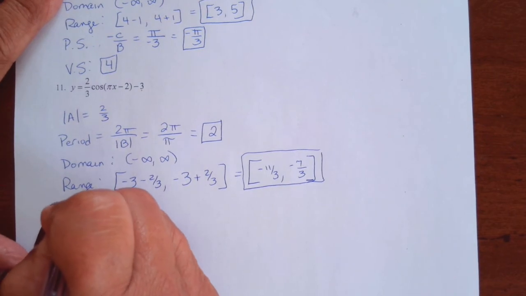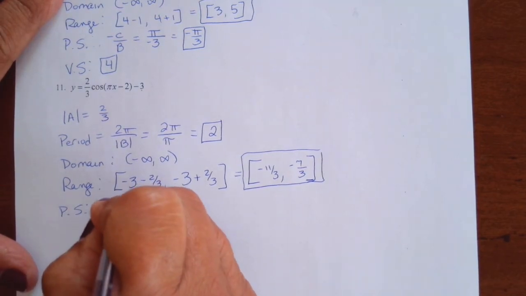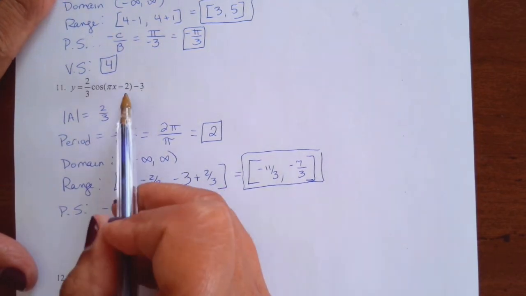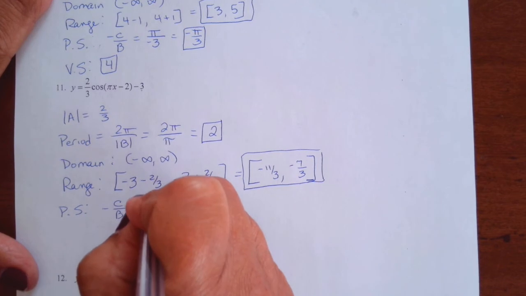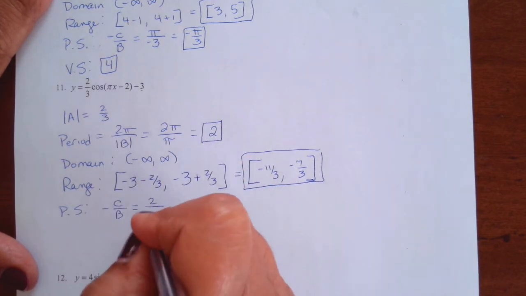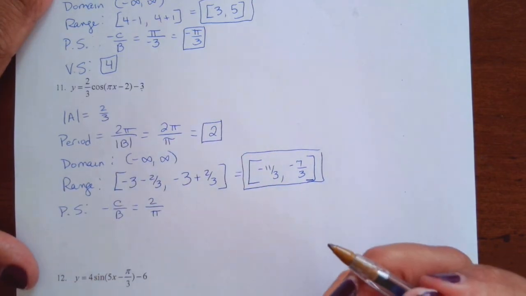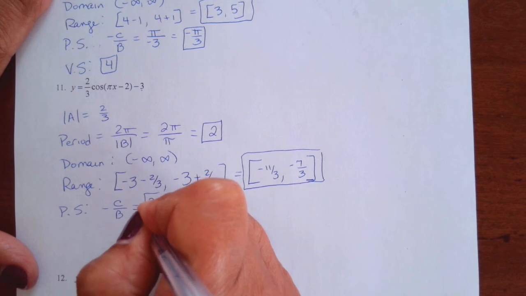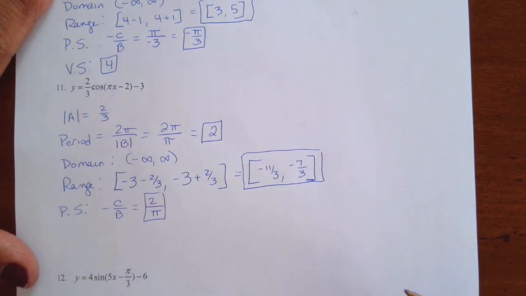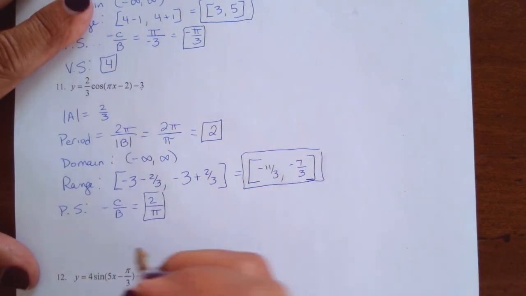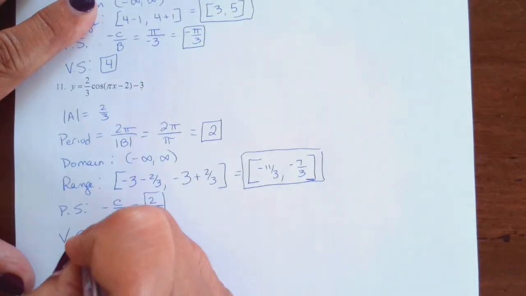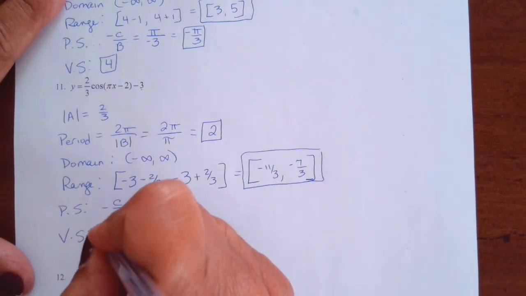Phase shift, -c divided by b. So the opposite of C would be positive 2 divided by B, which is pi. Can't reduce that, so that's fine. Okay. And lastly, the vertical shift, whatever that D value is, so negative 3.